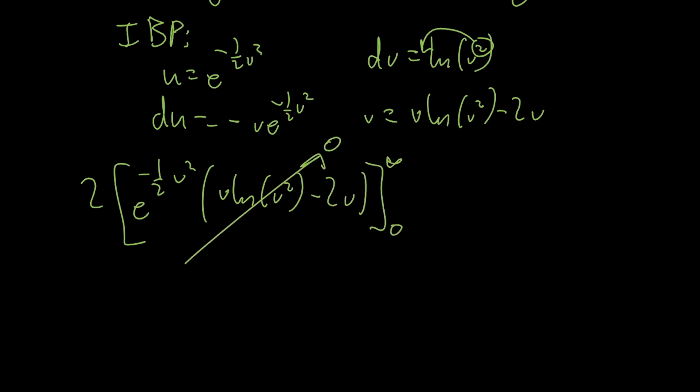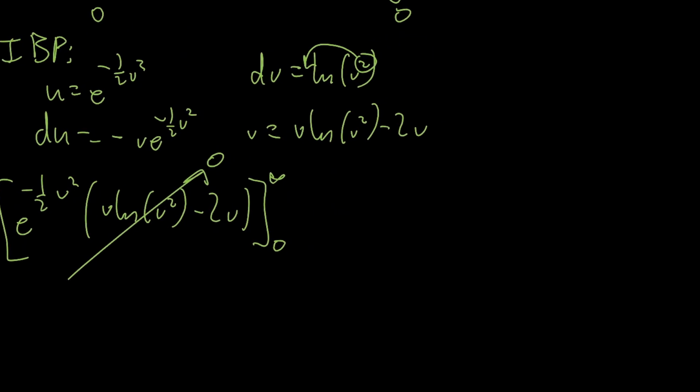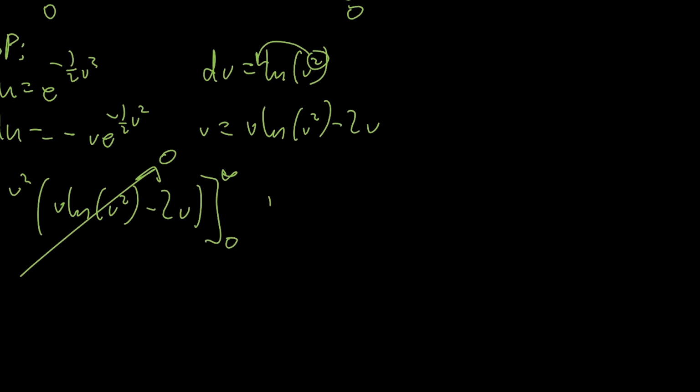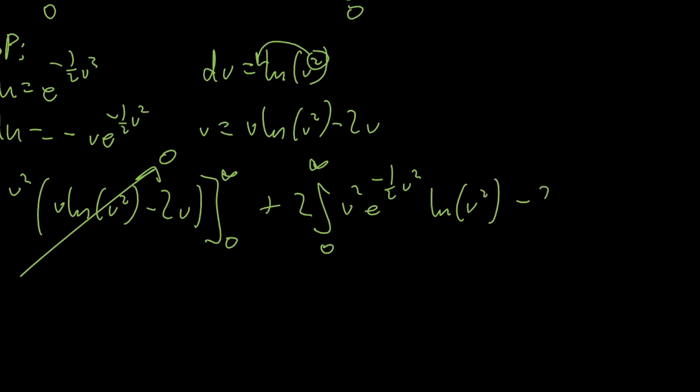And this just becomes 0. So what we have left to actually worry about is plus 2 times the integral between 0 and infinity, and then we have v squared e to the minus a half v squared ln v squared minus 2 v squared e to the minus a half v squared dv.